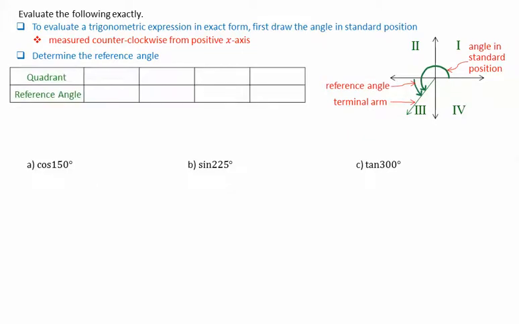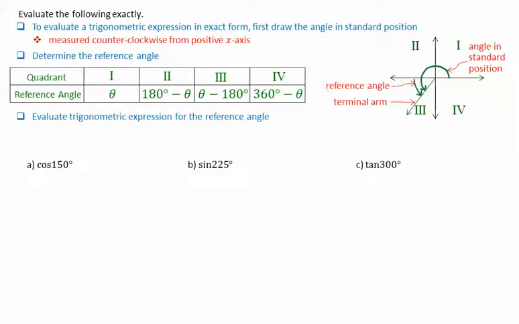To determine a reference angle in various quadrants, given the angle in standard position, in quadrant 1, the reference angle is simply the angle theta. In quadrant 2, the reference angle equals 180 degrees minus angle theta. In quadrant 3, the reference angle equals angle theta minus 180 degrees. And in quadrant 4, the reference angle equals 360 degrees minus theta.